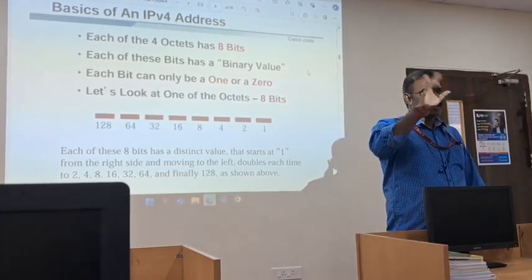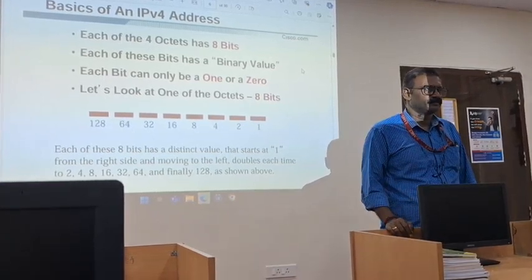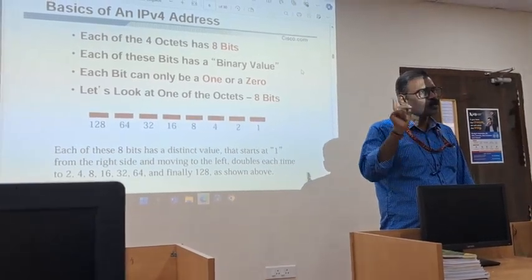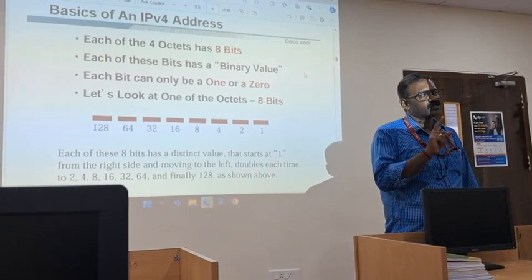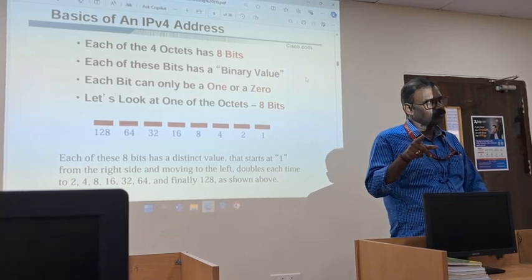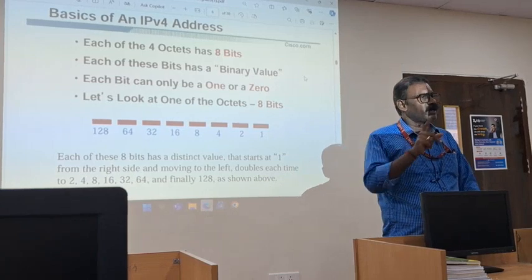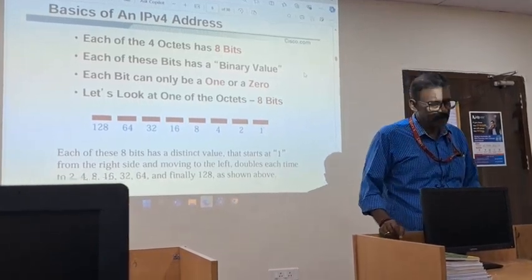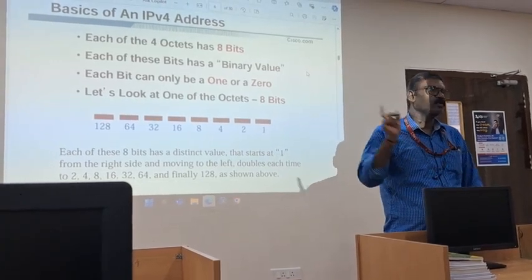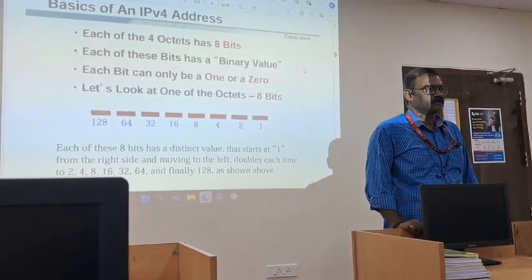Class A addresses start from 0 to 127, B will start with 128 to 191, and C will start with 192 to 223. Then D is 224 to 239, and E is 240 to 255. There are 5 categories of classful addressing.